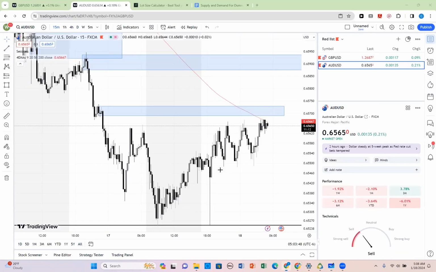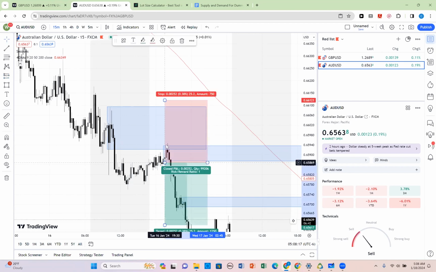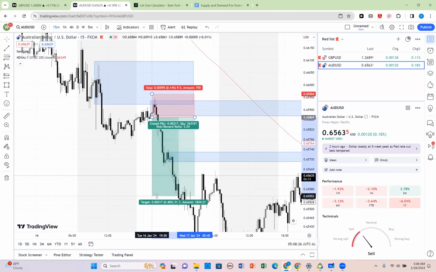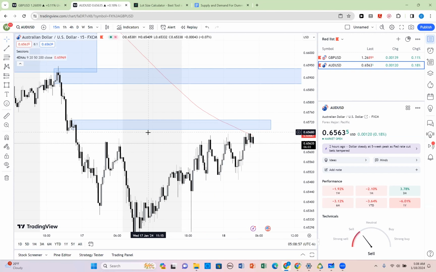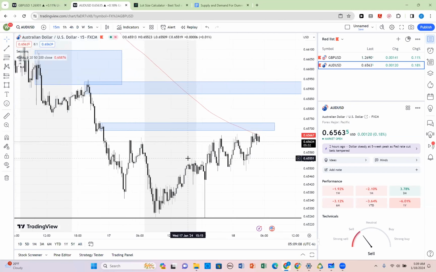So let's go on the charts and look at this. We have our supply zone. We have our break of the candlestick. The market broke structure, came back to the zone, and that's where I go in. That's where you can go either for a 1 to 1, 1 to 2, or 1 to 3. Simple as that.